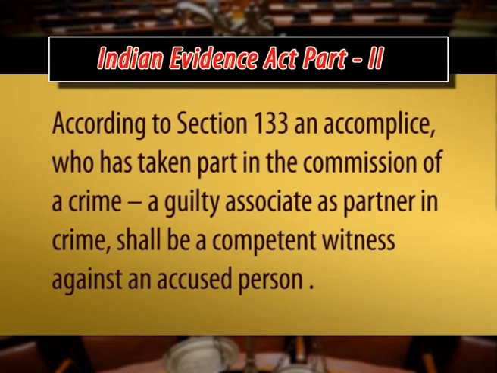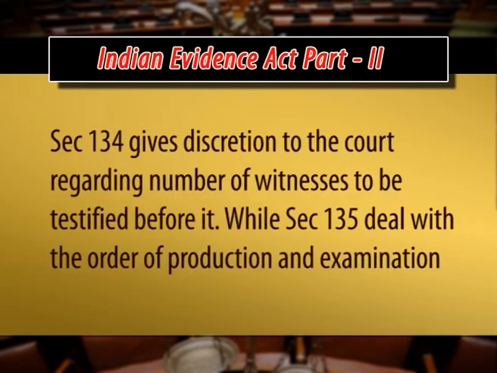According to section 133, an accomplice who has taken part in the commission of a crime, a guilty associate as partner in crime, shall be a competent witness against an accused person. Examination of witness. Section 134 gives discretion to the court regarding number of witnesses to be testified before it.